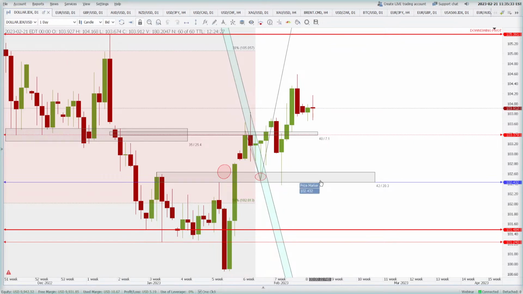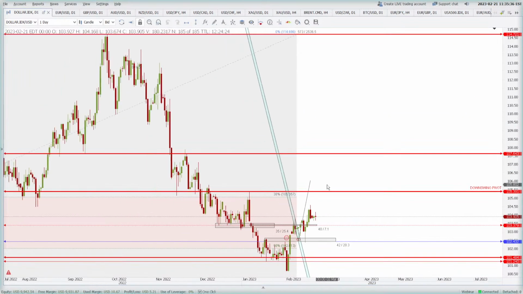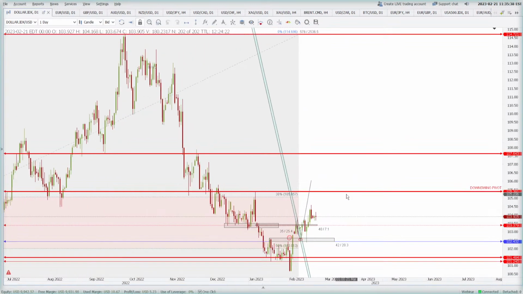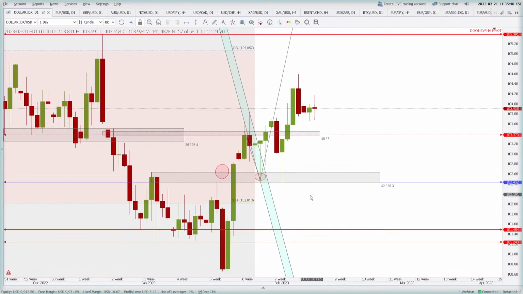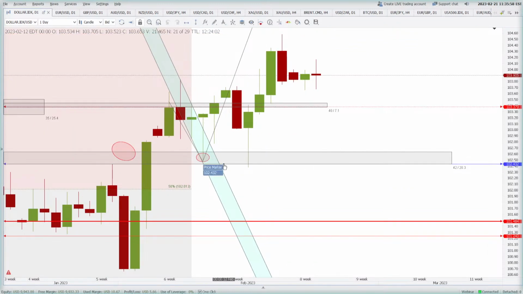I have not added or removed anything, but what we had in mind is that since this 102.43 and 102.65 area has been broken here, we were expecting this to come down to test this as the fresh support and then push towards 105.39. Do you see something like that happening here?